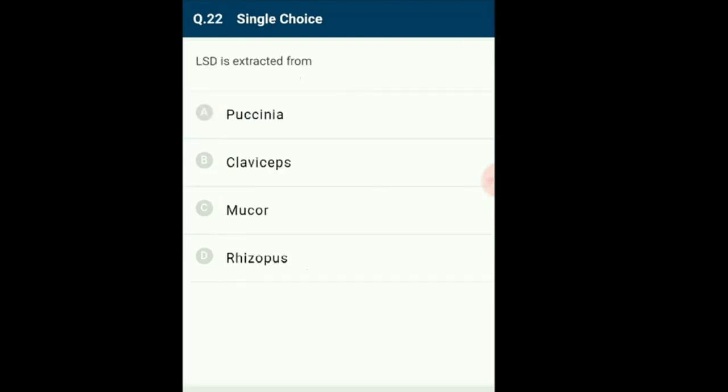Question number 22. LSD is extracted from. Lysergic acid diethylamide is isolated from ergot caused by the fungus Claviceps. Claviceps is an ascomycete fungus which causes ergot disease in plants. So the answer for this question is option B, Claviceps.